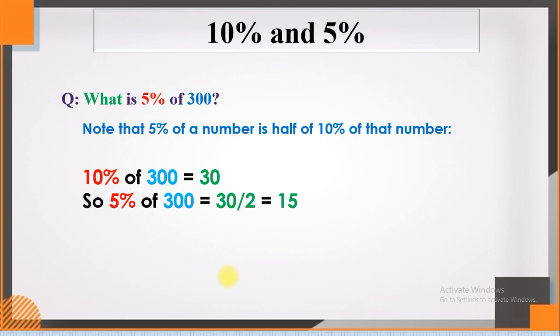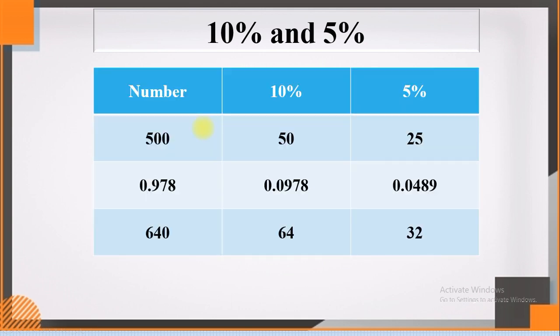Now what is 5% of 300? So 5% is actually half of 10%. If you want to find 5% of 300, first find 10% of 300, which is 30. Now divide 30 by 2, we will get 15. 15 is actually 5% of 300. So these two things you can find easily using the shortcut trick.